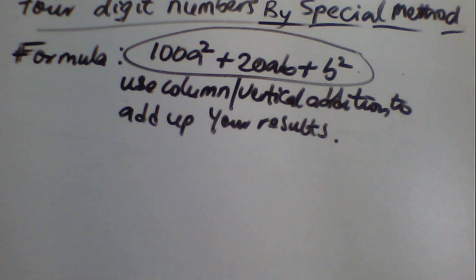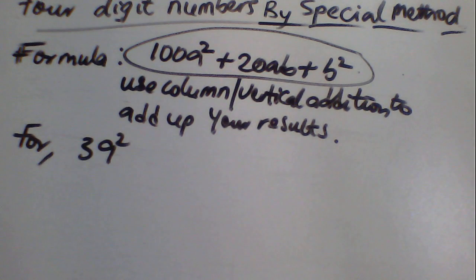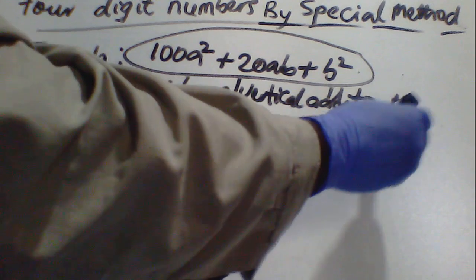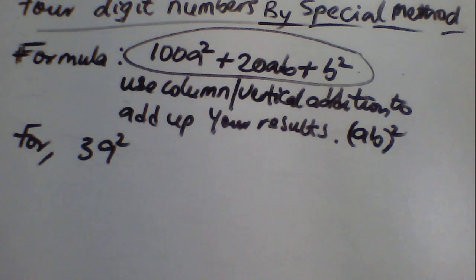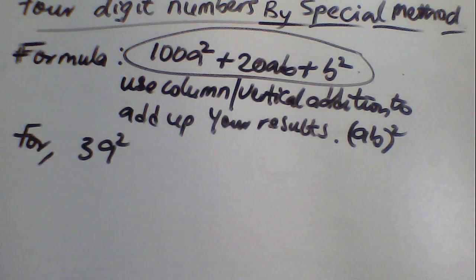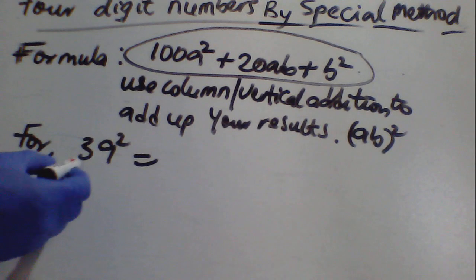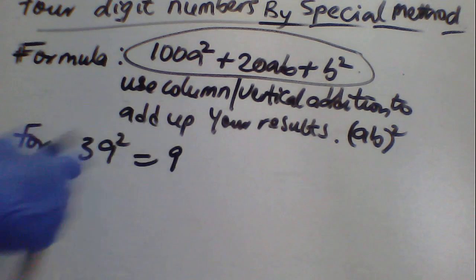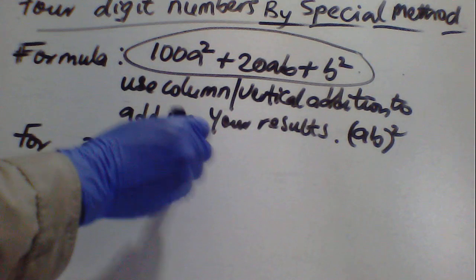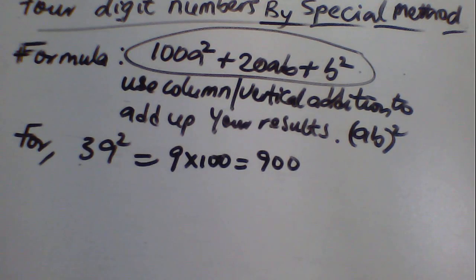In this case, let's do one example. For example, if you are given 39 squared, you are asked to find the square of this number. So you see these numbers, variables a and b, you will read them as a unit. You square the first one using this formula. That is squaring the first number, 3, that gives us 9. Multiply it by 100, we have 900.